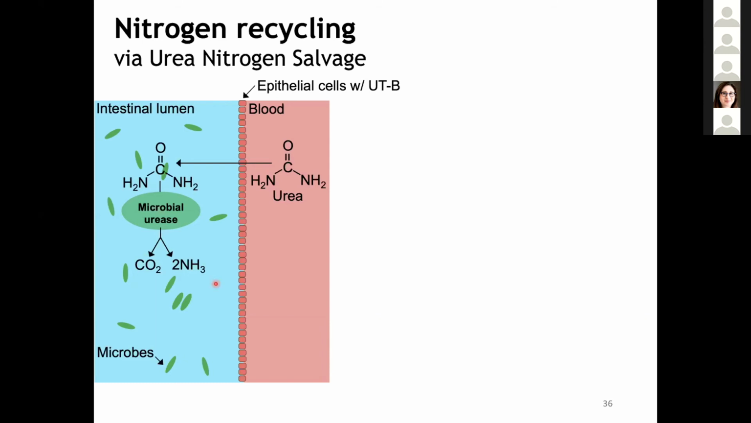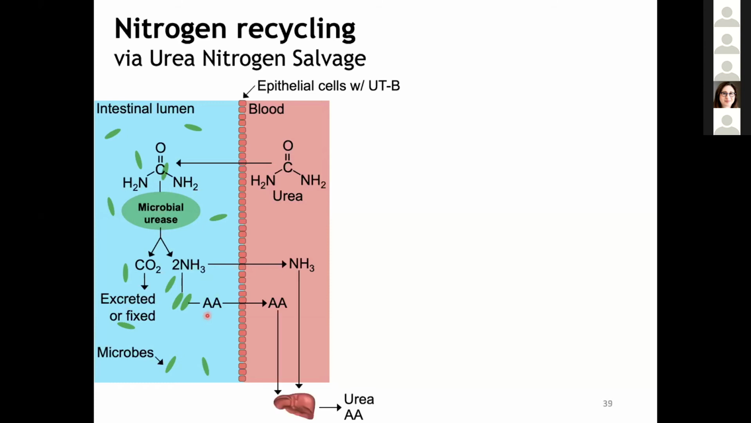There are different possible fates for these two products. CO2 can be either excreted by the squirrel, or it could be fixed possibly by other microbes and converted into organic compounds that could be used by those microbes, or possibly absorbed by the squirrel, thus recycling urea carbon. Ammonia can be taken up by the squirrel as is, or it can be converted by microbes into amino acids, which could be used by the microbes and/or absorbed by the squirrel.